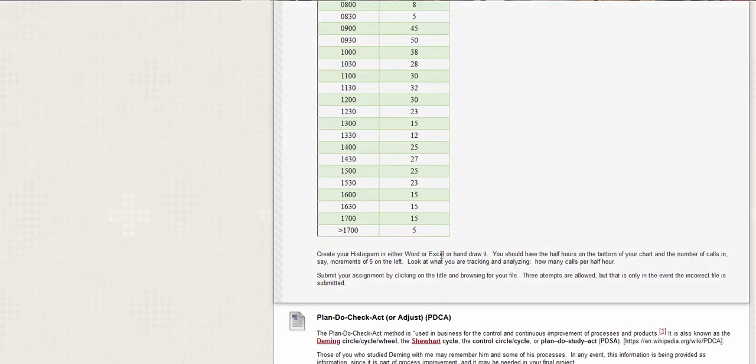So you can use Word, Excel, or hand draw it. You're going to have the half hours. So you're going to have 8, 8:30, 9, 9:30, all down here. And then put an interval up here and put the number of calls, and then you're going to plot it.